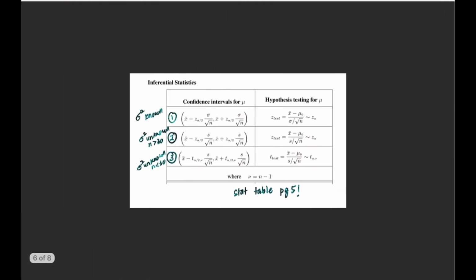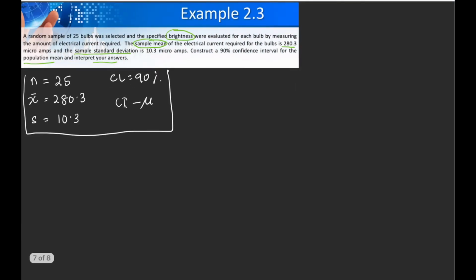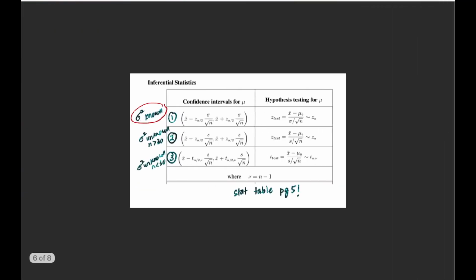Okay, look at the formula. Can we use formula number 1? Did they give you any sigma? No, you do not have any sigma. You only have n, X bar, and S. So you cannot use formula number 1.